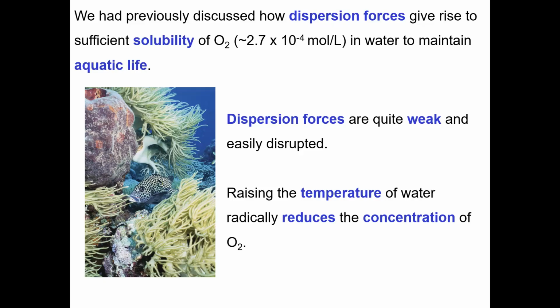And the reason being, just like for oxygen, the forces between gas particles are relatively weak. That's why they're a gas. And so raising the temperature easily breaks them. So if these guys are in solution, those forces holding the gas into solution are easily disrupted.